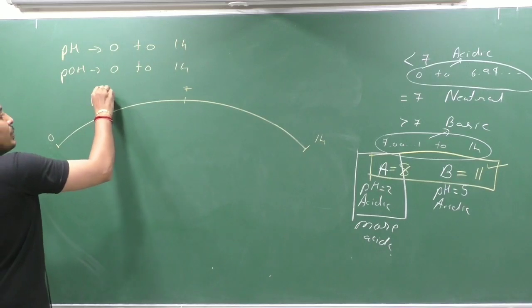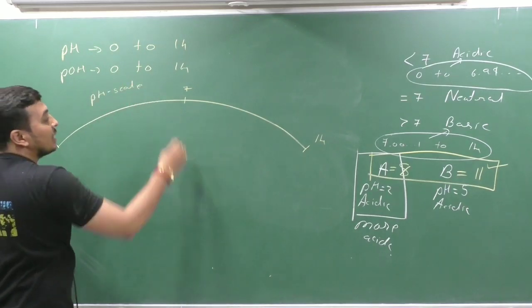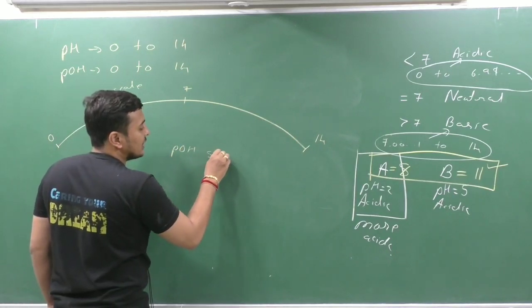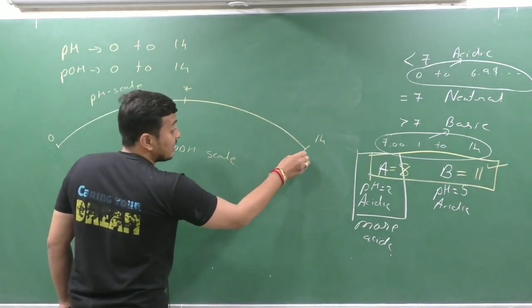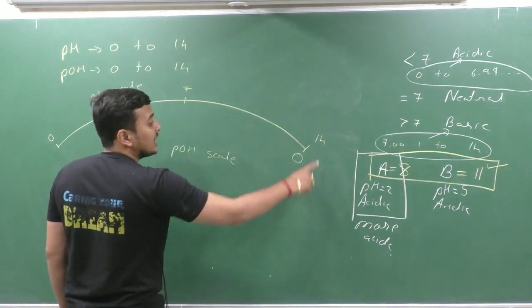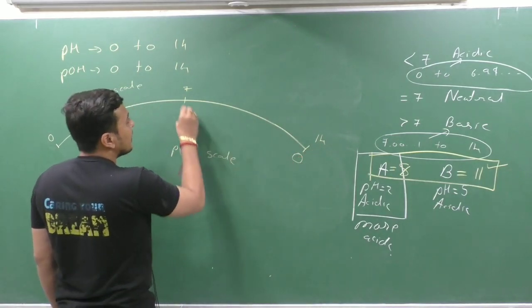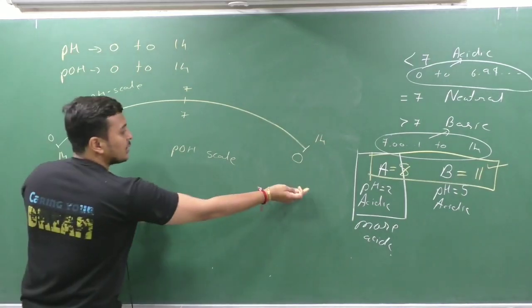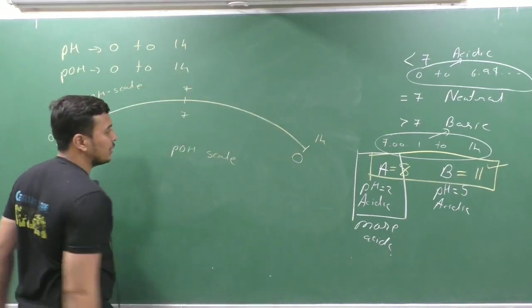There will be another pOH scale that will be measuring opposite to the pH scale. Where pH is 14, the pOH will be 0. Here 7 and here it will be 14. The pOH scale measures from 0 to 14, and the pH scale measures from 0 to 14.